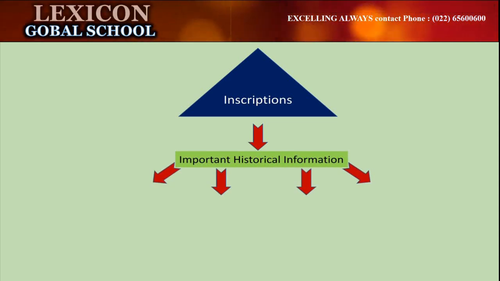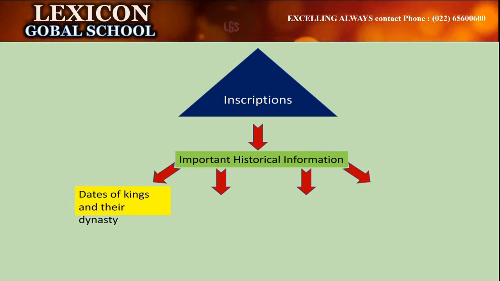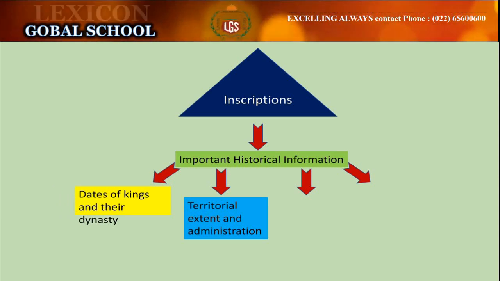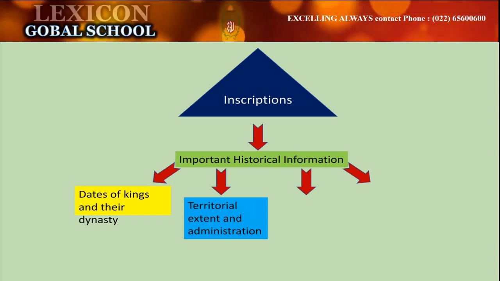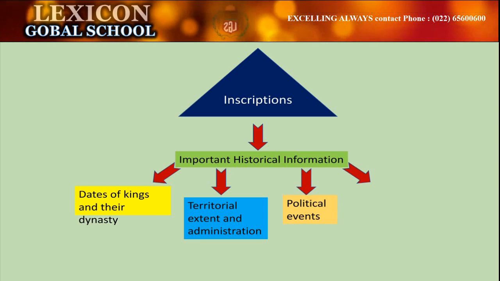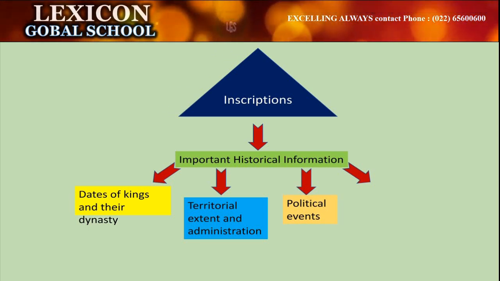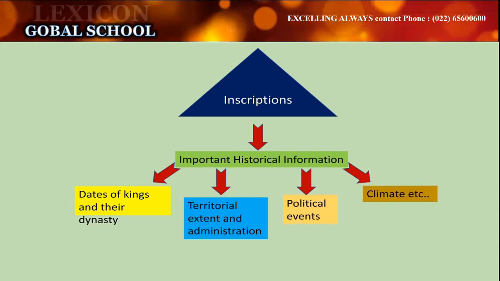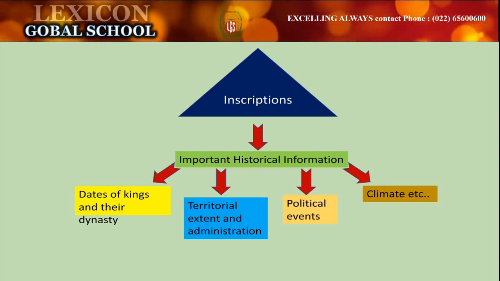What did we come to know? We get to know about the dates of the kings and their dynasty, the territorial extent and their administration. How long did they rule at that particular place? What was their territorial extent? Then political events throughout their rule. What all things happened in their rule politically? The climate, and so many. All such information we get to know with the help of inscriptions.